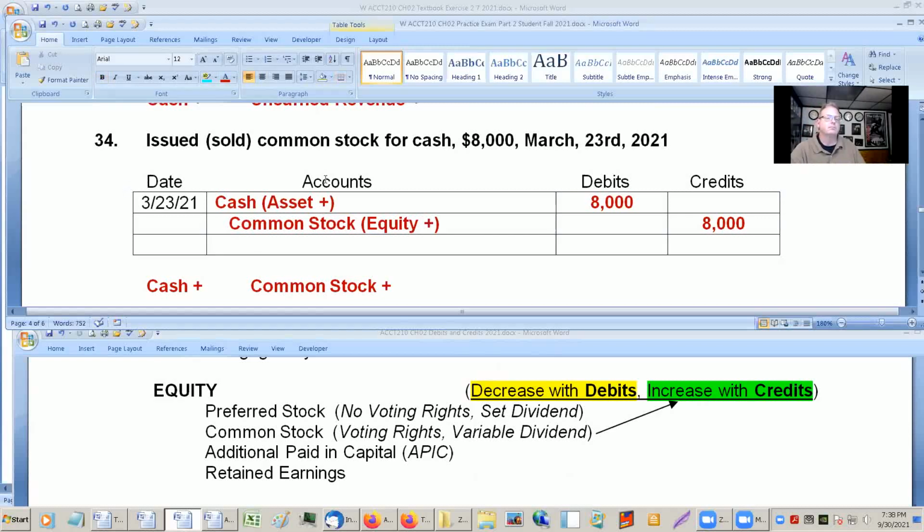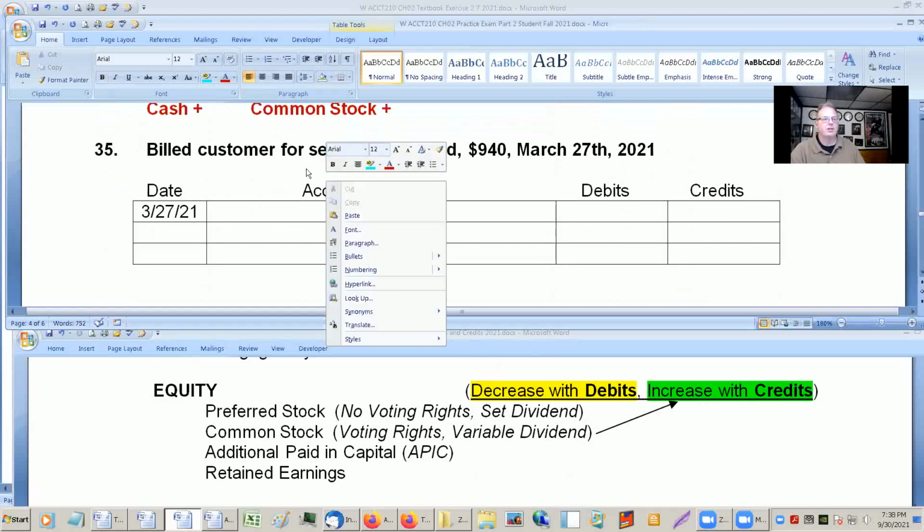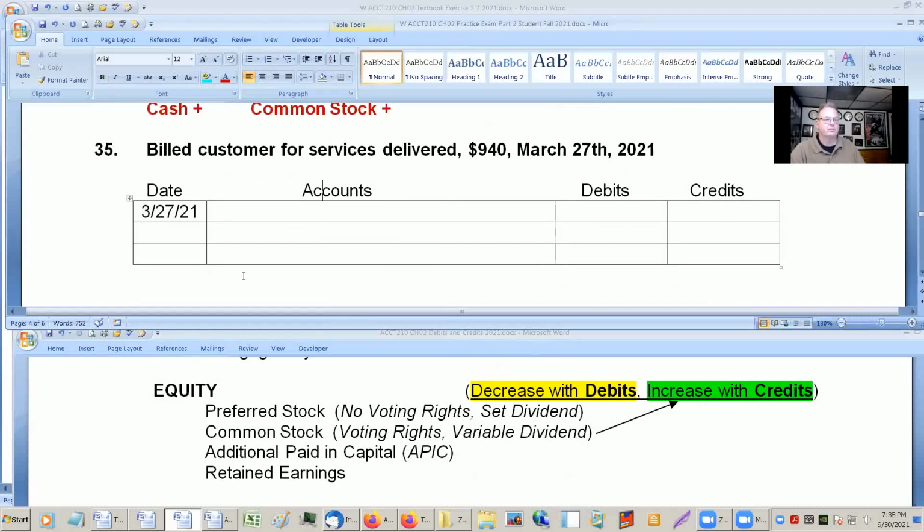Accounts receivable. Okay, billed customers for services delivered. And yes, I hear you say accounts receivable. That is correct. Billed customers for services delivered. Cash. You've got to get the cash in. Revenue. Service revenue.